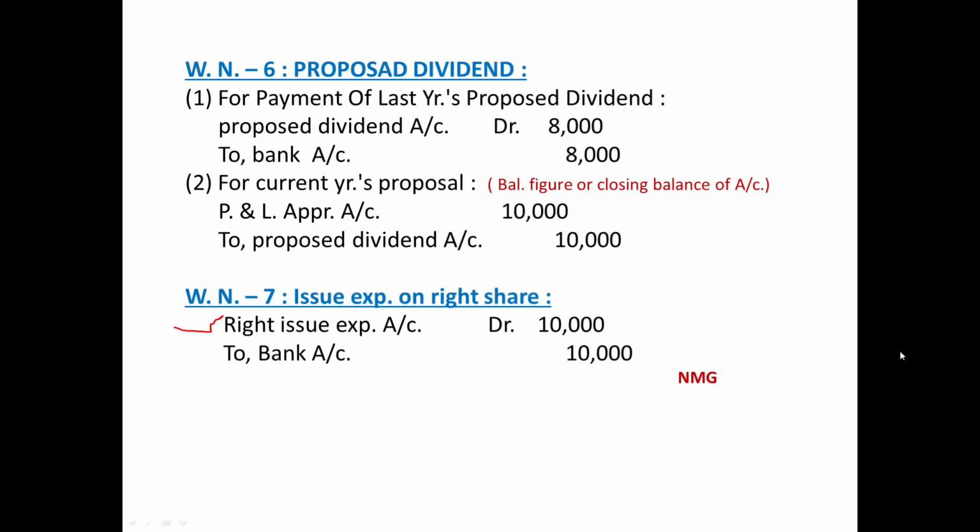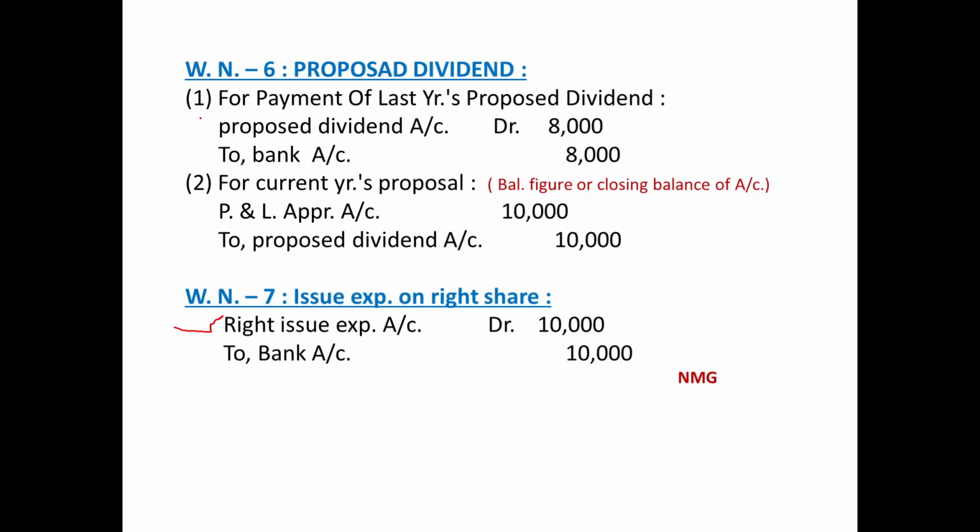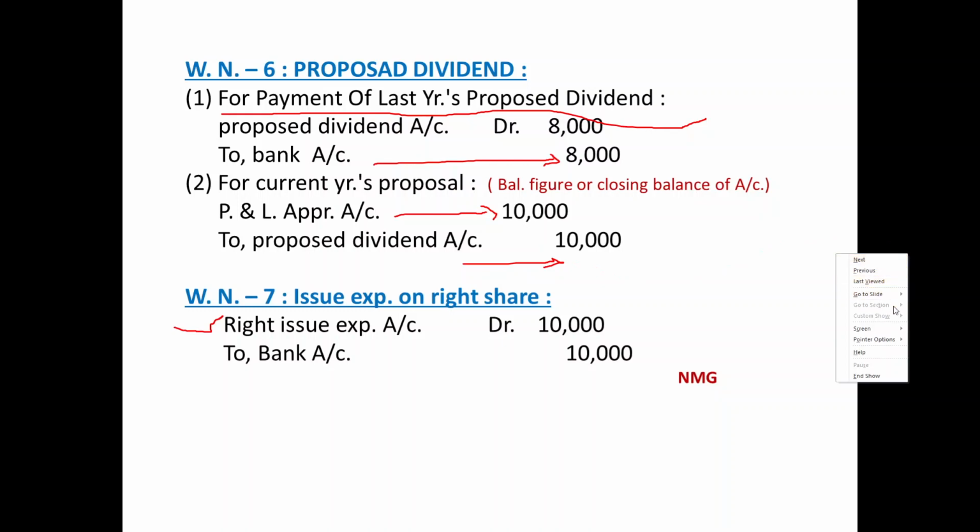So let us pass the journal entry for the last year's proposed dividend. Entry number 1, for the payment of last year's proposed dividend, balance was 8,000. Proposed dividend account debited to bank account credited 8,000. Then the 10,000 closing balance, which is the current year's proposal. Journal entry: profit and loss appropriation account debit to proposed dividend account credit 10,000.